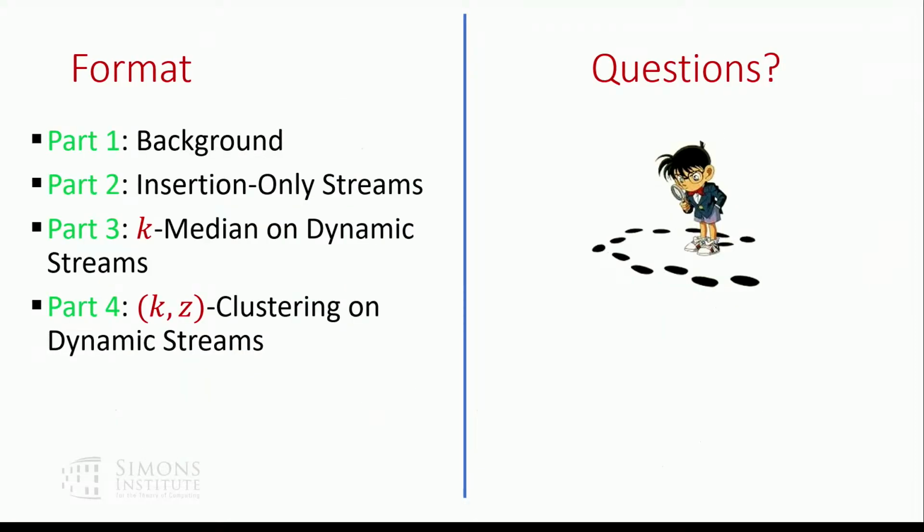Okay, so that is the background. And next I'll talk about insertion-only streams. Maybe I'll stop really briefly again, ask for questions.